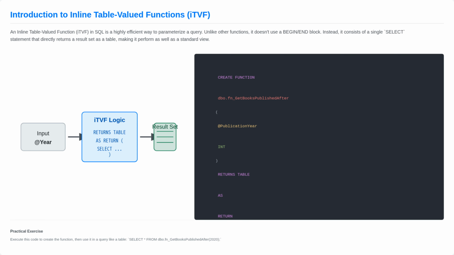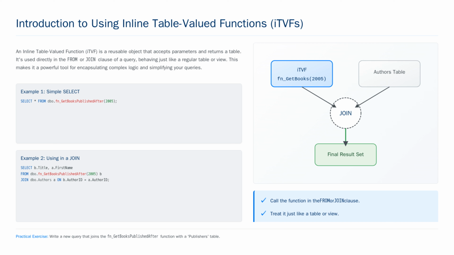Back in Management Studio, the syntax here is a bit different. We write create function, give it our name, and define the @publication_year parameter. Notice the return type is simply table. There's no begin-end block. We just use as return followed by our select statement in parentheses. This single select statement is what makes it inline and efficient. Let's create it.